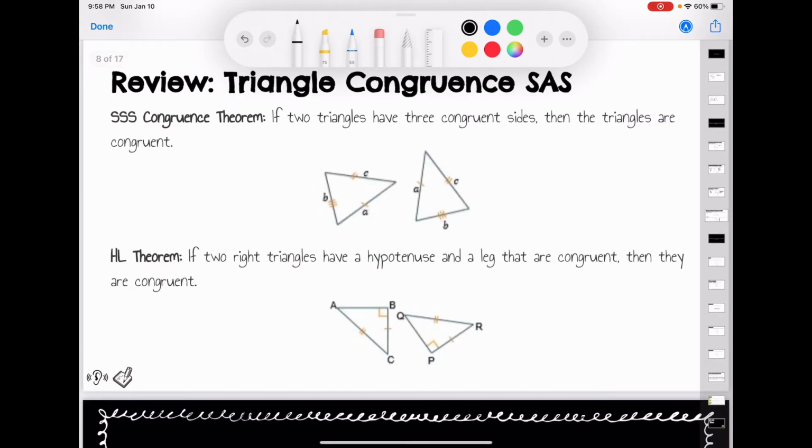We learned about the side-side-side congruence theorem, which basically told us that our criteria is that if all three sides of our triangles are congruent to each other, well then those two triangles must be congruent to each other. And then we looked at the hypotenuse leg theorem, which told us if we have two right triangles, and the hypotenuse and the leg are congruent to each other, well then those two are congruent to each other.